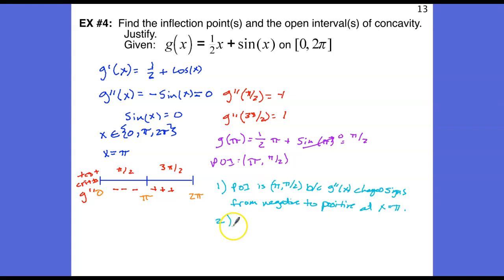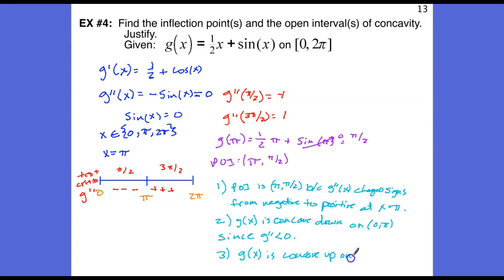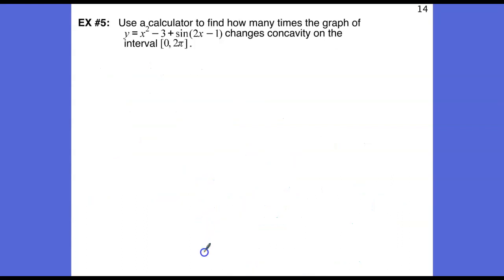So next we can say that g of x is concave down on 0 to pi, since g double prime is negative. And then finally g of x is concave up on pi to 2 pi, since g double prime of x is positive. And so this is our solution with justification.